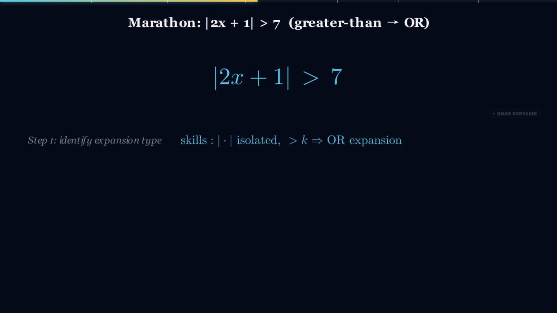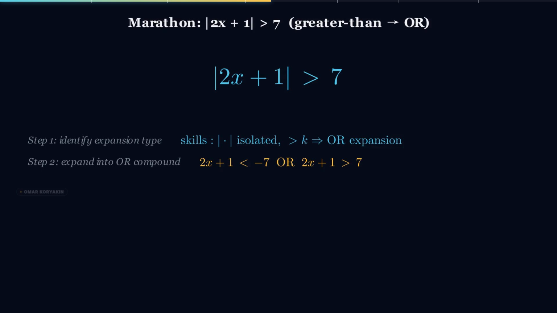Step 1. Identify the skills required. The inequality has an absolute value chunk on the left and a positive number on the right with the greater than symbol. The absolute value is already isolated, so the expansion rule can run directly. The greater than triggers the or expansion. After expansion, 2 parallel one-step linear inequality solves complete the work. Step 2. Apply the greater than or expansion rule.